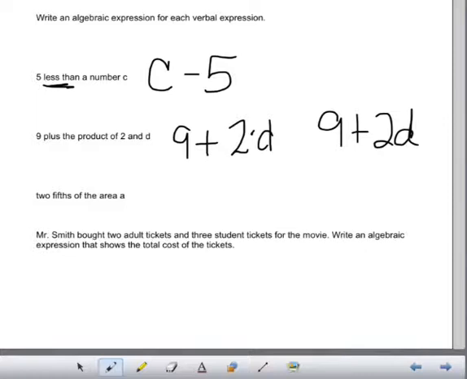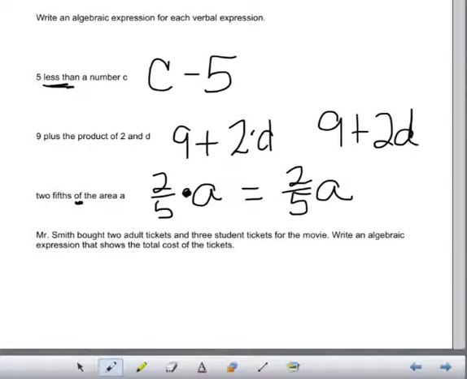2/5 of the area A. All right, so what is that? So 2/5 of the area. In math, we talked about this just the other day. What does of mean? It means to multiply. So 2/5 of the area A. Again, you could put 2/5 times A, but again, how would we normally write that? 2/5 A.